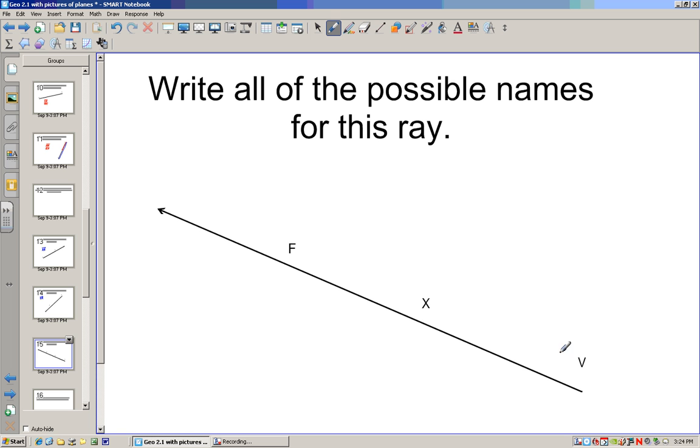Now this one, we could say VX, or we could say VF. Those are the same two rays, because starting at V going through X forever and starting at V and going through F forever represent the same thing.